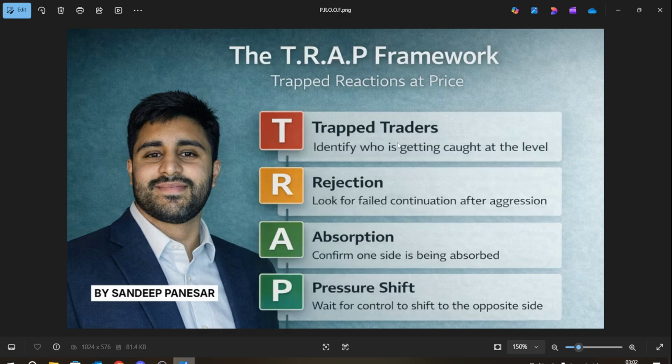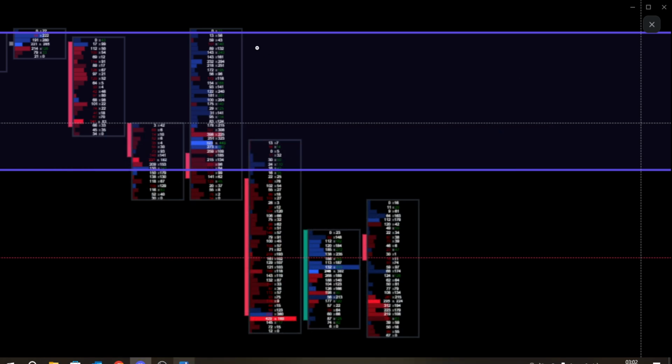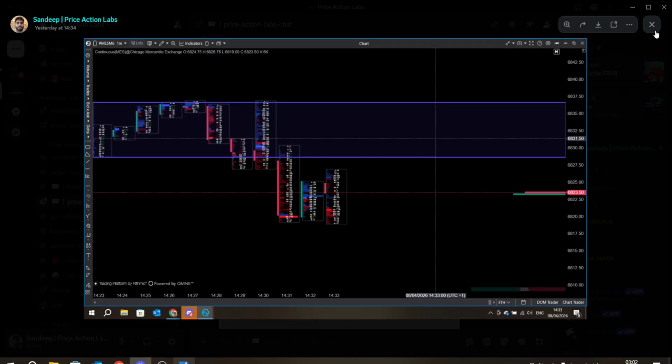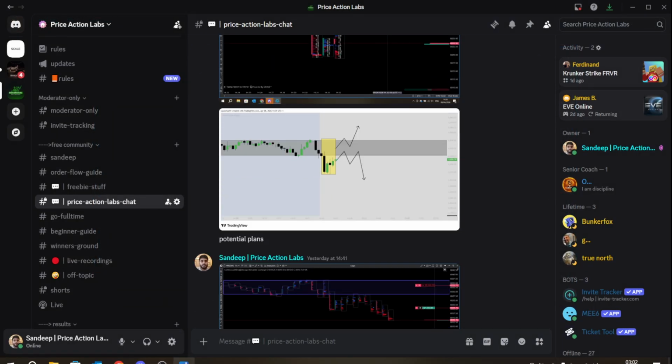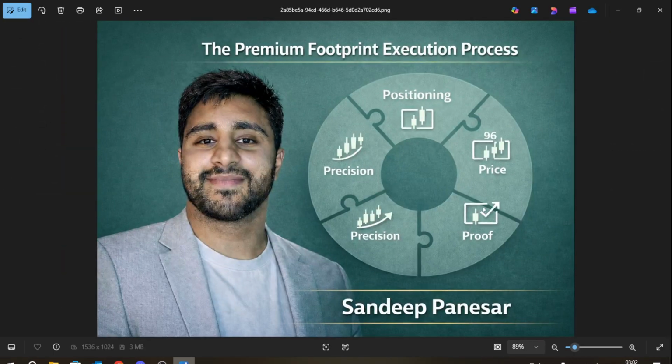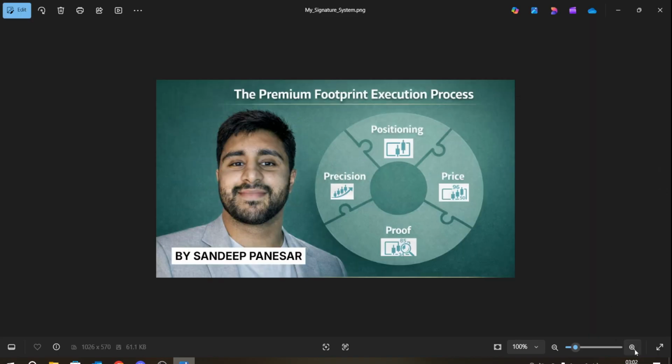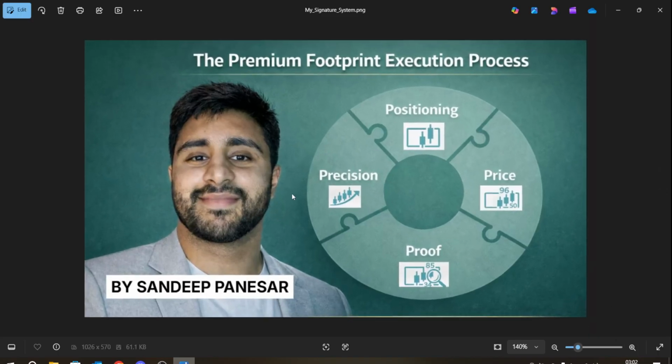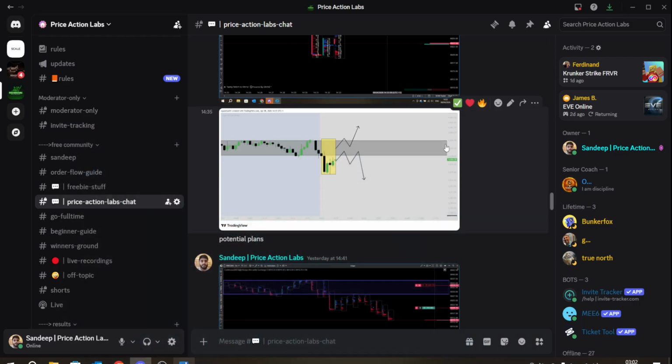And so I use the TRAP framework to get me there. TRAP in simple terms stands for trapped reactions at price. There are tons of buying orders here. They were all unsuccessful. They were all trapped, and that's why shorts eventually became the play. Right, so that's the TRAP framework. And the final thing is precision. How do you get a precise entry? That's probably the most wanted thing.